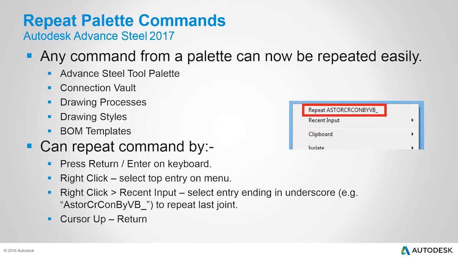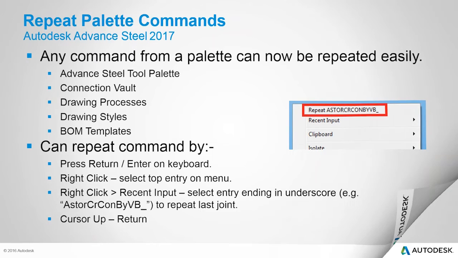Or you can point at the recent input menu and look for any entry that ends in an underscore, such as Aster create connection by VB, and that will repeat that command. So in that particular command, that will repeat the last joint. So you don't have to go back to the connection vault, find the joint you placed and pick on it again. You just select that command and it will repeat that last joint type. Also, you can use the cursor up key on the keyboard and scroll through the last commands that have been used, find one that ends in the underscore and press return, and it will repeat that command. So it doesn't actually even have to be the last command, it could be last but one.